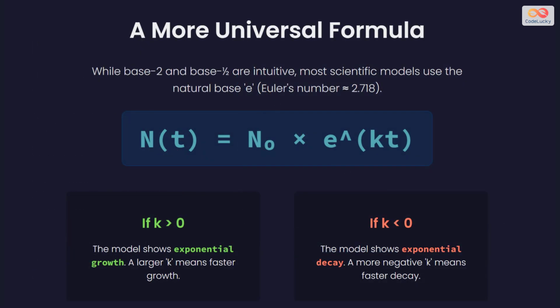While using base 2 for doubling and base 1/2 for decay is very intuitive, in science and calculus, it's more common to use a universal formula based on the natural number e. The formula is N(t) = N₀ × e^(kt). The magic is in the constant k. If k is a positive number, we get exponential growth. If k is negative, we get exponential decay.